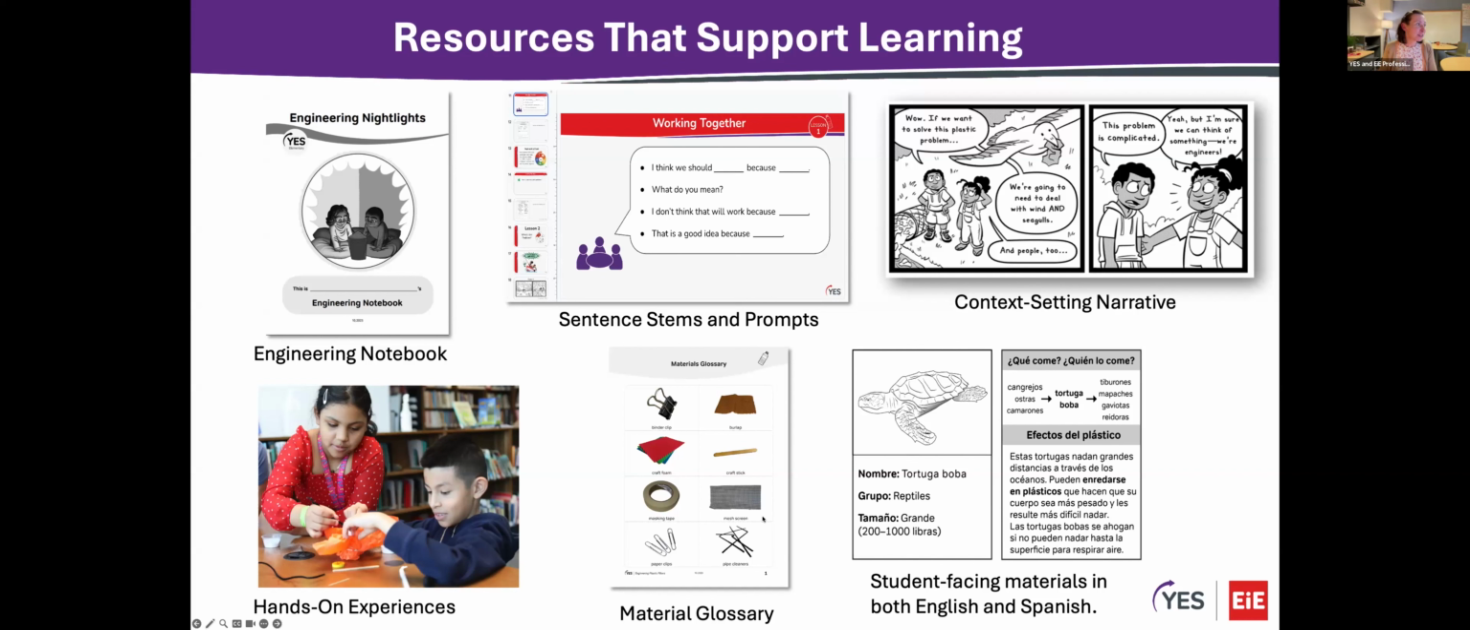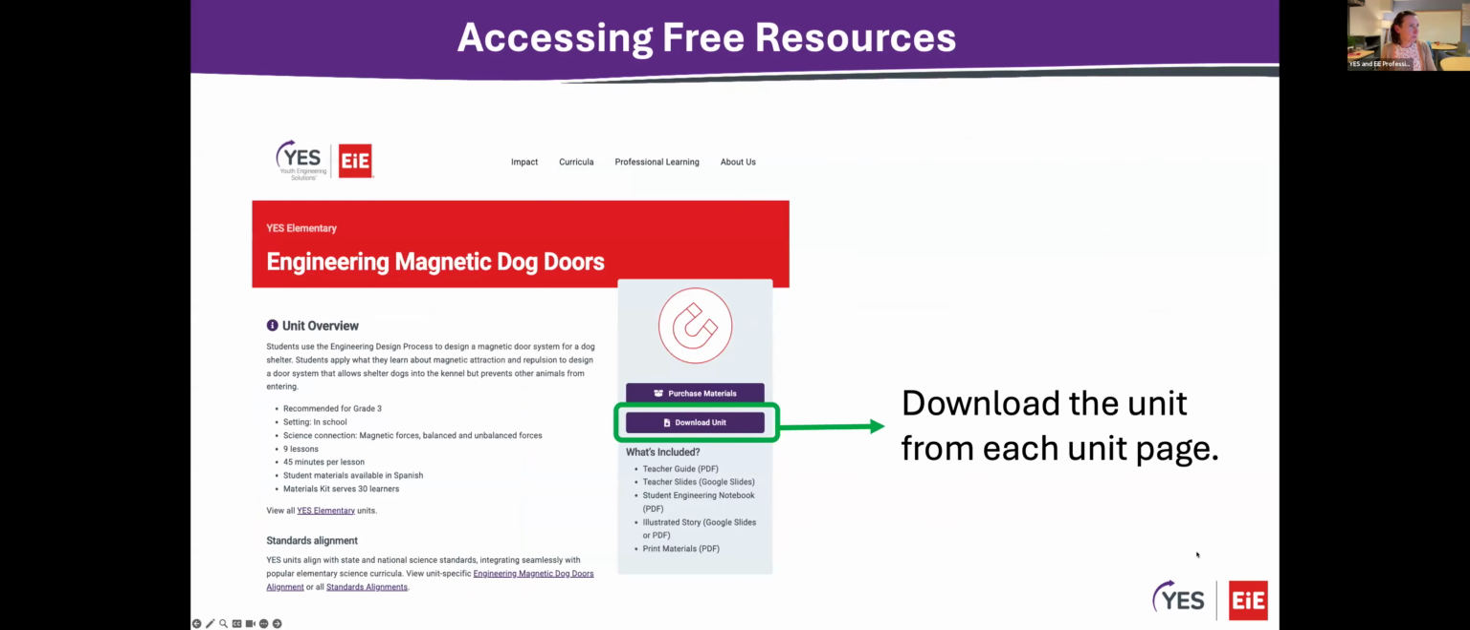We have material glossaries. So if students aren't familiar with all of the materials that they are asked to explore, we have material glossaries that help them. And we also have student-facing materials that are both in English and in Spanish. And so anything that is student-facing, like the engineering notebook, vocabulary cards. This is an example of a little animal fact card from our plastic filters unit. All of those resources are also in Spanish for students, English and Spanish.